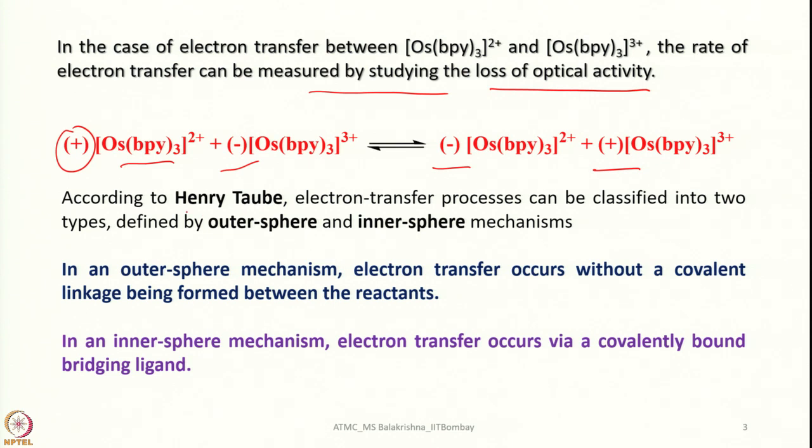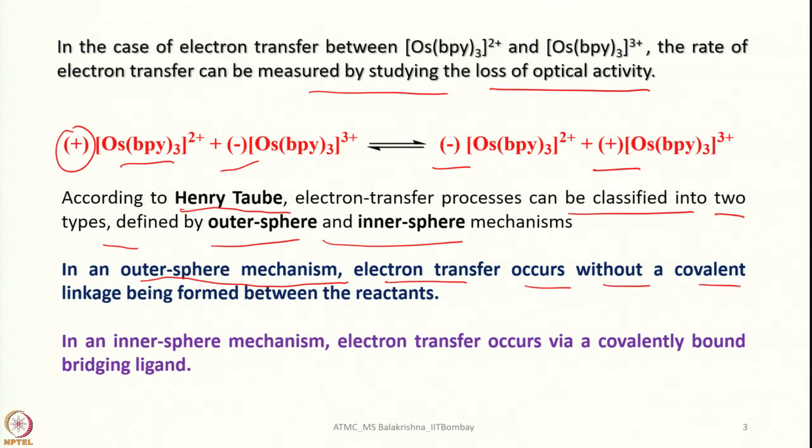So, according to Henry Taube, electron transfer process can be classified into two types. One is outer sphere mechanism and the other one is inner sphere mechanism. So, what is outer sphere mechanism and what is inner sphere mechanism? In an outer sphere mechanism, electron transfer occurs without a covalent linkage being formed between the reactants. So, that means we are bringing two species between which electron transfer has to take place. Simply you bring them together in the solution, electron transfer happens without actually bringing them together with a bridging ligand.